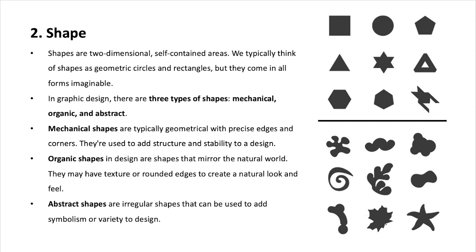You can see the images at the bottom right, that look like a spiral. You can see they look like leaves, also starfish, clouds. They are all organic shapes, the shapes that are present in nature. Third, the abstract shapes are irregular shapes that can be used to add symbolism or variety to a design.